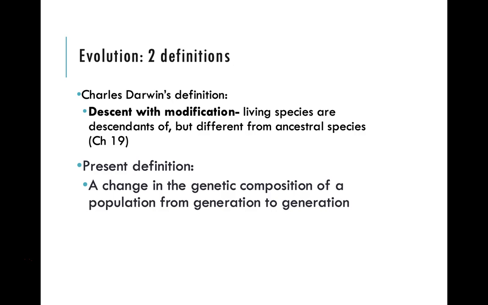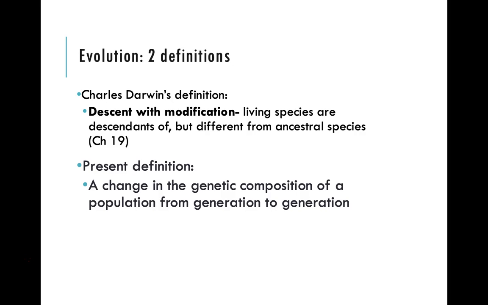Our present definition is a little bit different. It's not to say that Darwin's is wrong. It absolutely is not wrong. It's just a different way of looking at evolution. Our present definition is that evolution is a change in the genetic makeup of a population over time. So this is really just linking Charles Darwin's ideas with what we know now about genetics and inheritance.